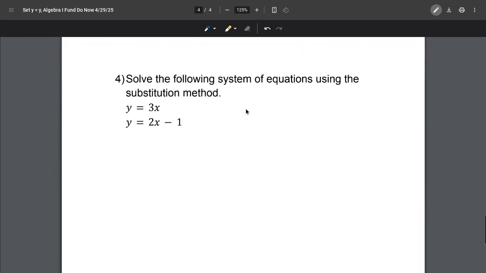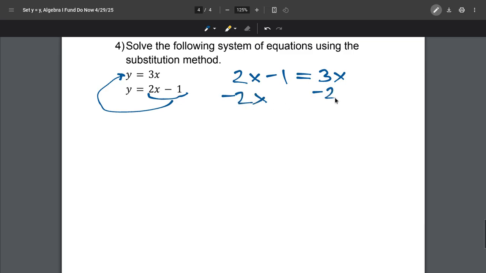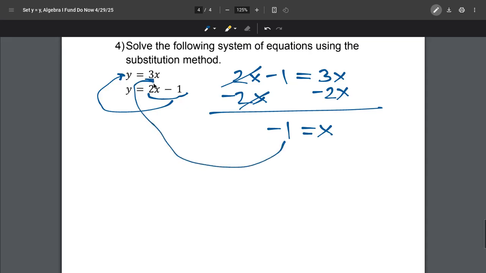Last one. I'm going to take this value here and put it right into y here. So I'm going to say 2x minus 1 equals 3x. I'll subtract 2x from both sides. These will cancel. I'll get negative 1 equals x. I'm then going to take it and put it back into this first one.